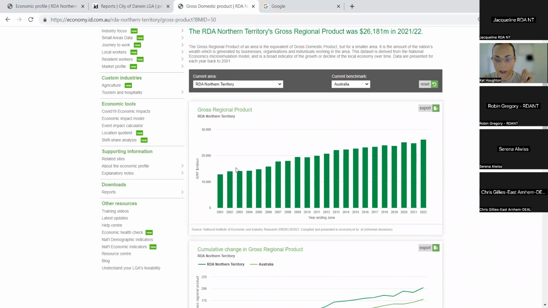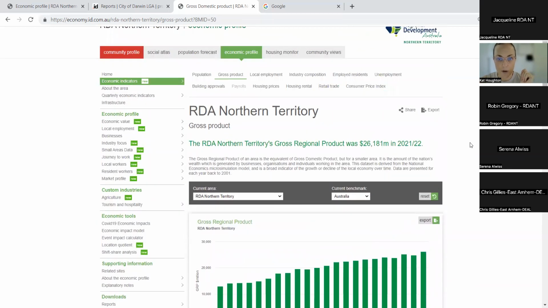And over time, we can see that whilst there's been some little hiccups along the way, we've really had some nice sustainable growth in the economy. So that's our wealth. So when we look at GRP, we're looking at wealth in our community.